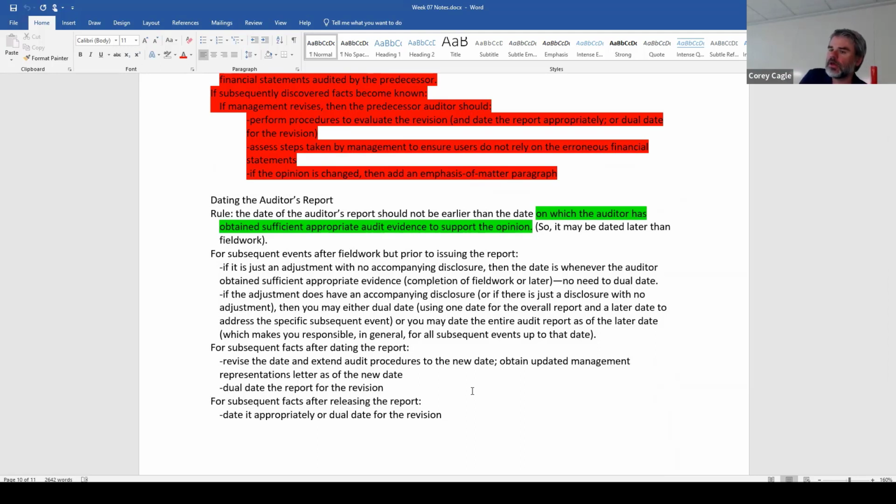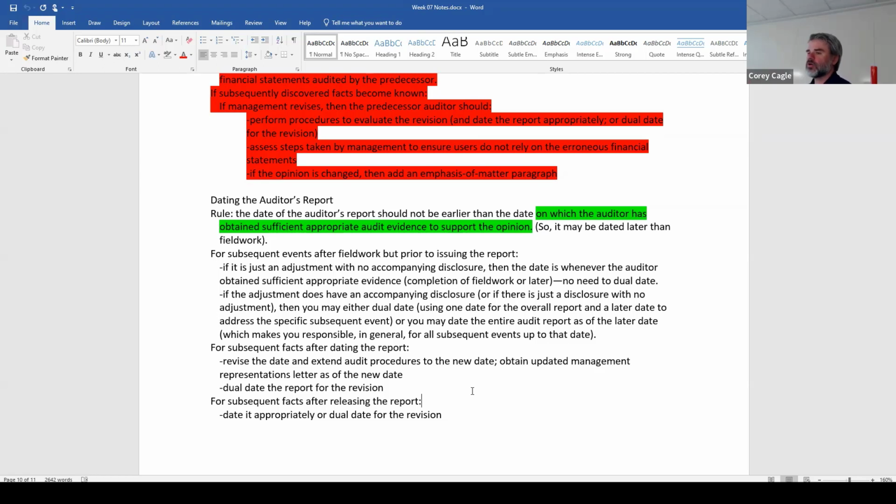So the rule is the date of the audit report should never be earlier than the date on which the auditor has obtained sufficient appropriate audit evidence to support the opinion. And back in the day, it was like the last day of field work. Okay, they, and rightfully so, have made that a different date now. It is the date upon which sufficient appropriate audit evidence has been fully obtained. That's your audit report date.